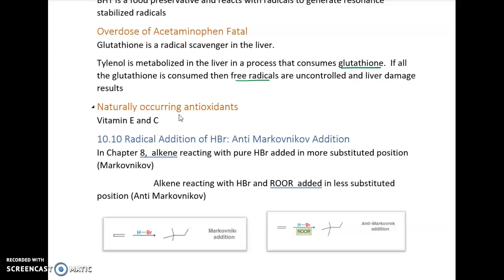Naturally occurring antioxidants are vitamins E and C. And next we'll talk about the radical addition.